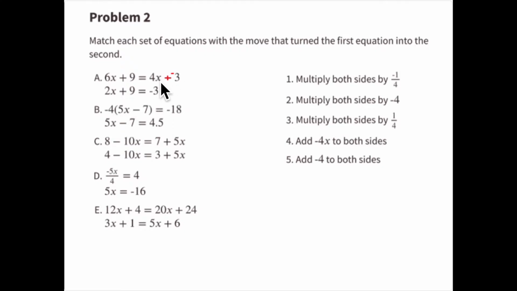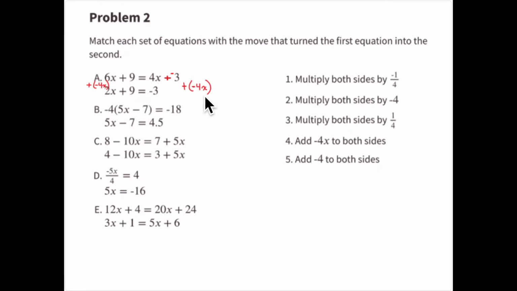So to get rid of this 4x, you're going to add a negative 4x. And over on this side, 6x plus a negative 4x does equal 2x. So adding a negative 4x. And notice these two terms don't change. So once again, if they don't change, then you're not using multiplication. You're using addition. So the answer is 4, adding a negative 4x to both sides.